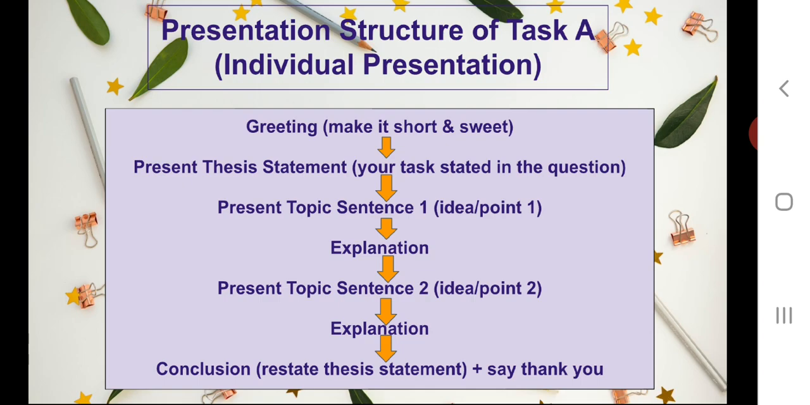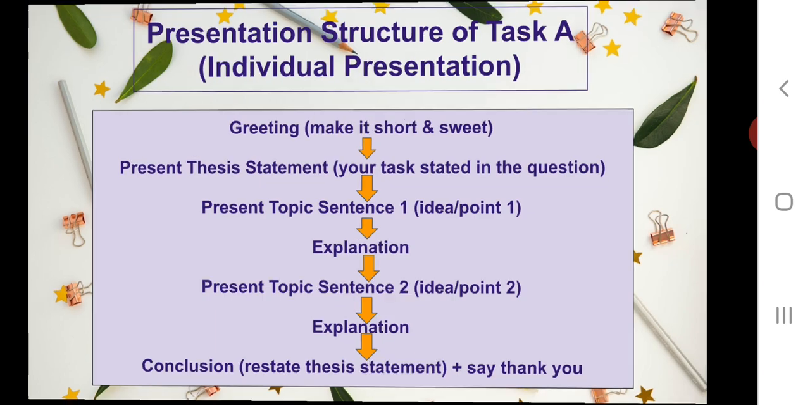So you present your topic sentence 1, and then you explain your idea, and then you proceed to topic sentence 2 or idea number 2, and then you explain, and next at the end of the 2 minutes you conclude. All right, in the conclusion, you restate your thesis statement, and then you say thank you. That's it. All right. Okay. End of the task A. Okay. Next.